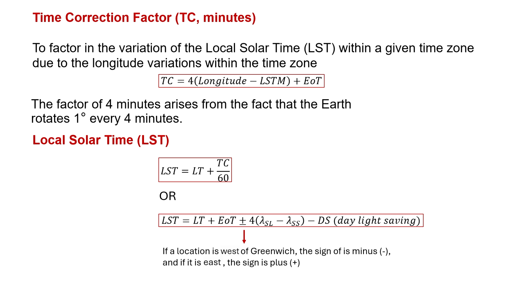So, local solar time can then be written as LT, the local time, plus time correction divided by 60. Or if you just put everything together, LST, local solar time, is equal to local time, whatever the local time is, plus equation of time, plus or minus, depending upon whether you are to the left or right of Greenwich, east or west, plus or minus 4 into lambda SL minus lambda SS, minus daylight saving.